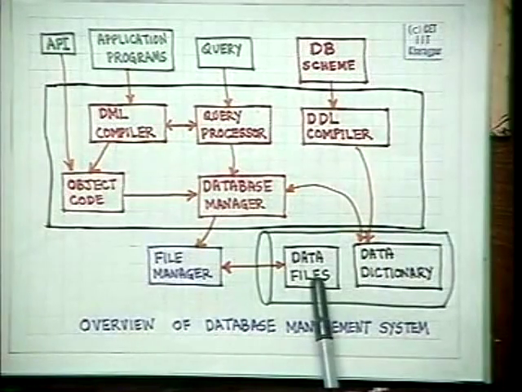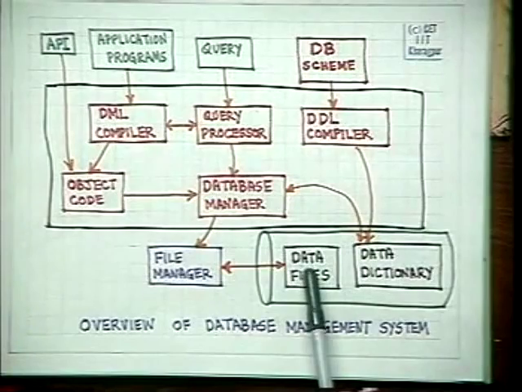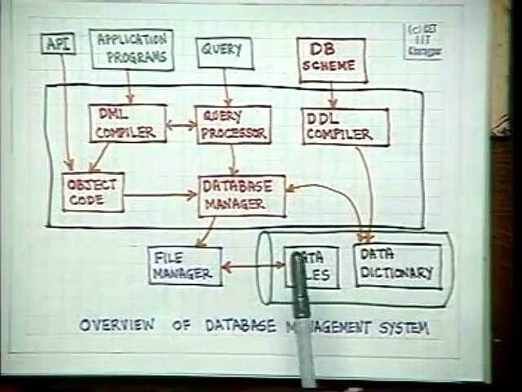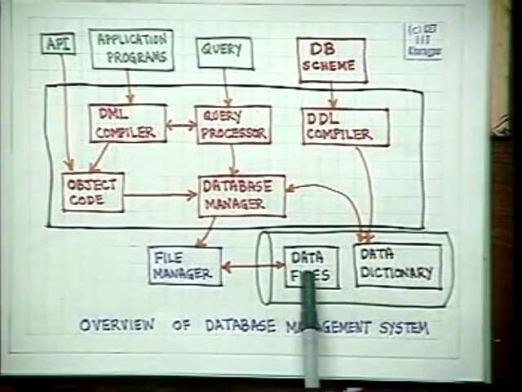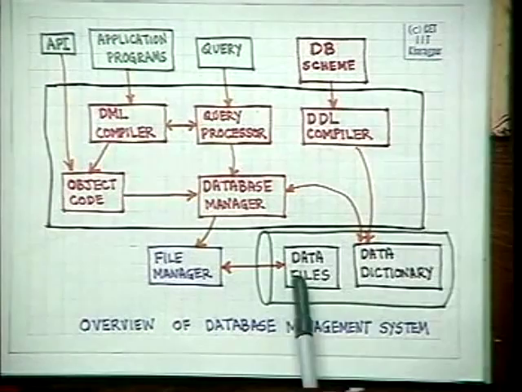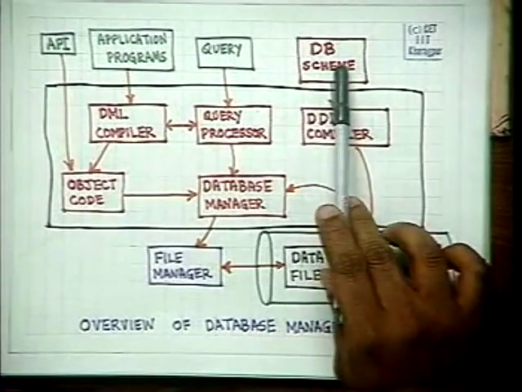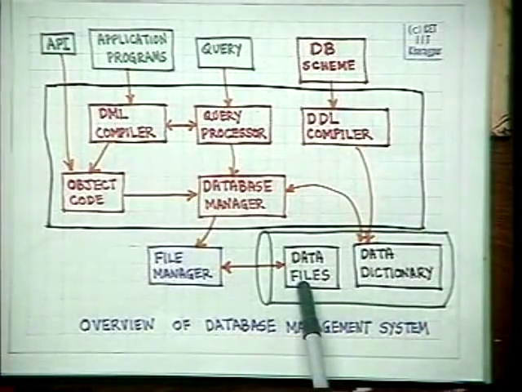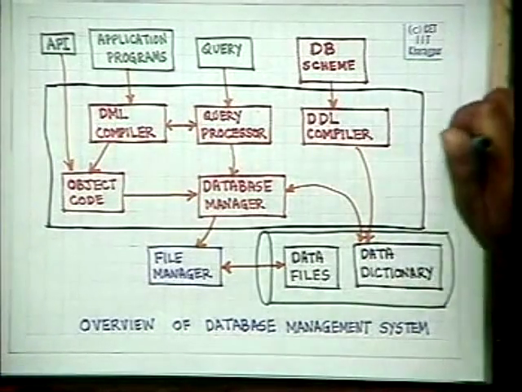The data files are stored here, and we will see there are other things regarding data files called indexing. The data files may be indexed, that is organized in a particular fashion so that accessing is easy. There are various types of data files, and for a particular type of structure we may require a particular organization of a data file. Let us look at it in another way.